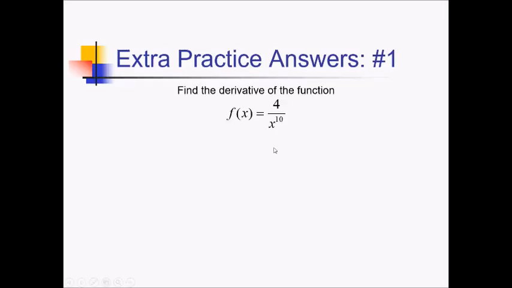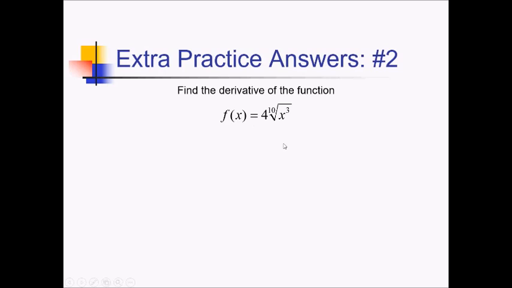For this problem, to make our life a little bit easier, I'm going to rewrite this with a negative exponent so I can use the power rule. So this is really 4x to the negative 10. And then using the power rule, this is going to be negative 40 x to the, subtracting 1, so this is negative 11 power.